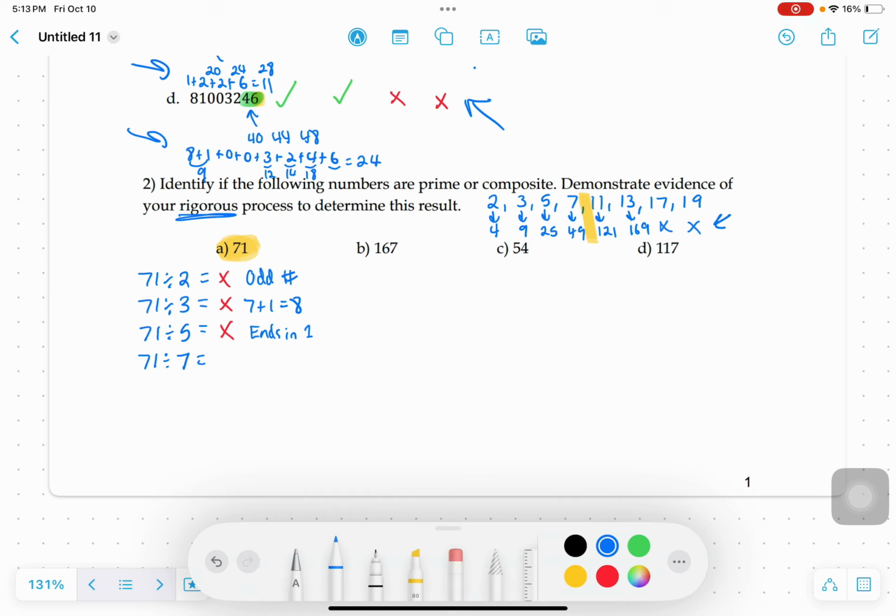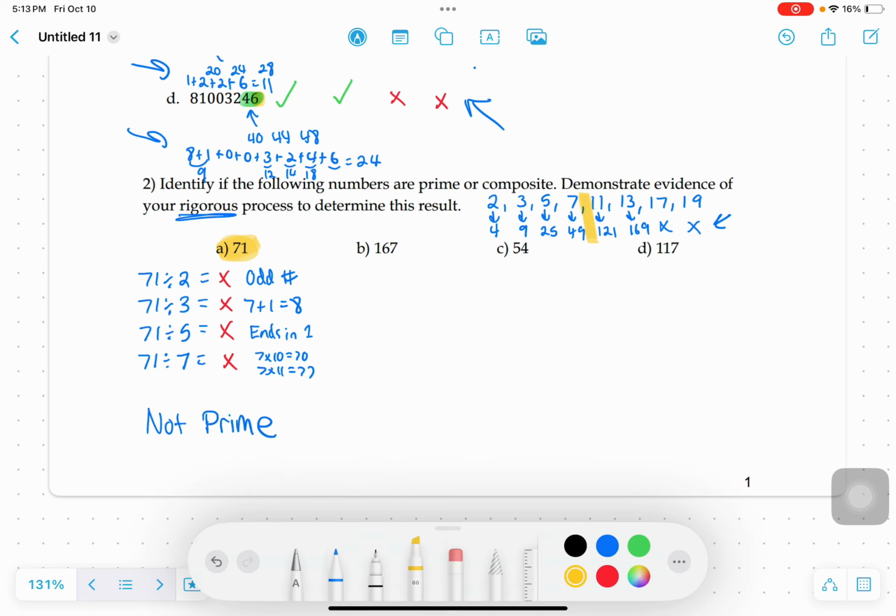For 7, I either need to use multiplication facts or long division. In this case, I can use multiplication facts. 7 times 10 is 70. 7 times 11 is 77. So it's clear there is no multiplication fact in between using an integer. So we can say X there. So this is not prime.